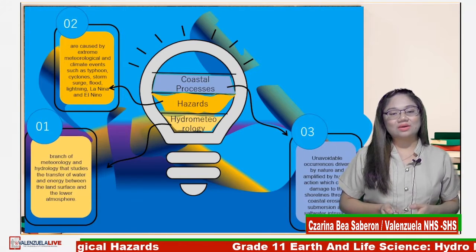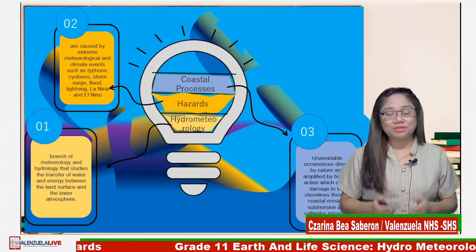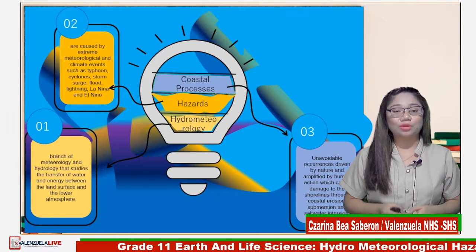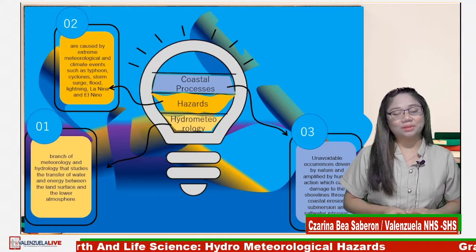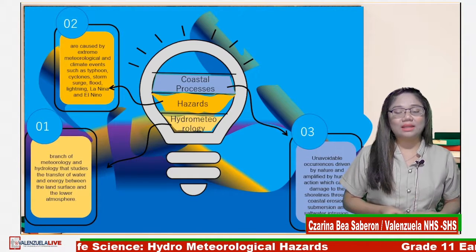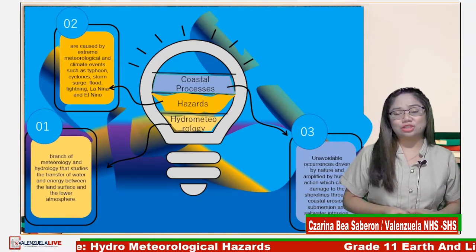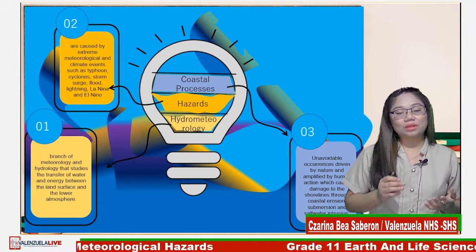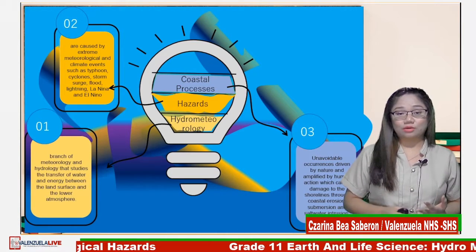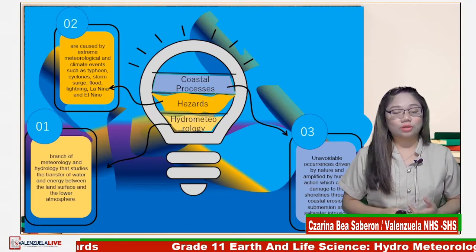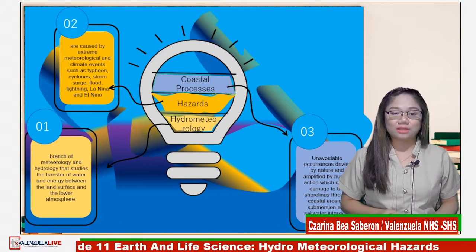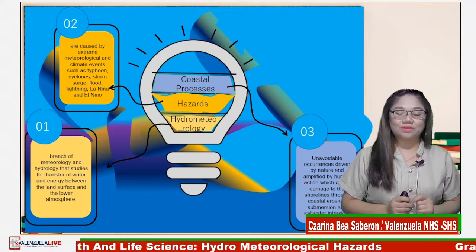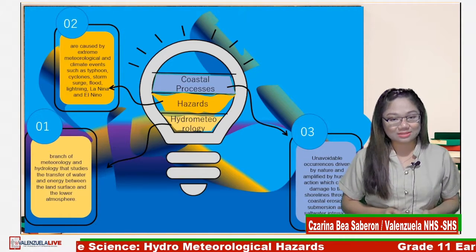And also coastal processes. So these are unavoidable occurrences caused by nature and could also be amplified by human activities or human action. So this includes submersion, coastal erosion, and saltwater intrusion. So once again, these are naturally occurring processes that could be aggravated with human actions.